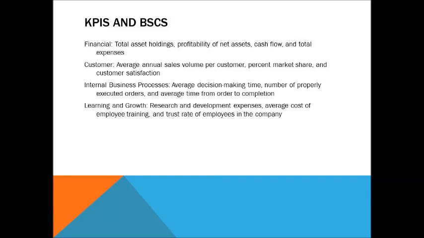Now, under the financial perspective, one should see total asset holdings. Here I'm just going to tell you what things were involved in each one of them. Under the financial component, total asset holdings, profitability of net assets, cash flow, and total expenses for the company are to be pointed out.